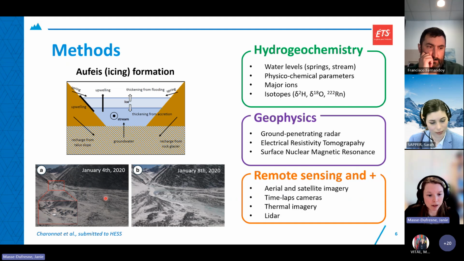So we see here two different pictures, January 4th and January 8th in 2020. We've installed a time-lapse camera to record the formation of these icings.